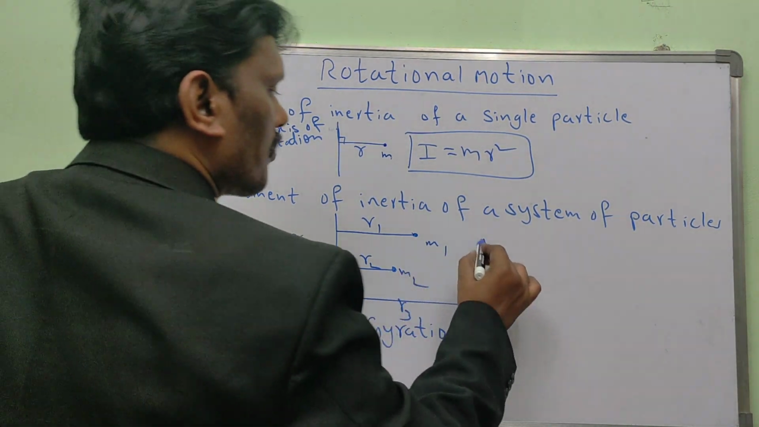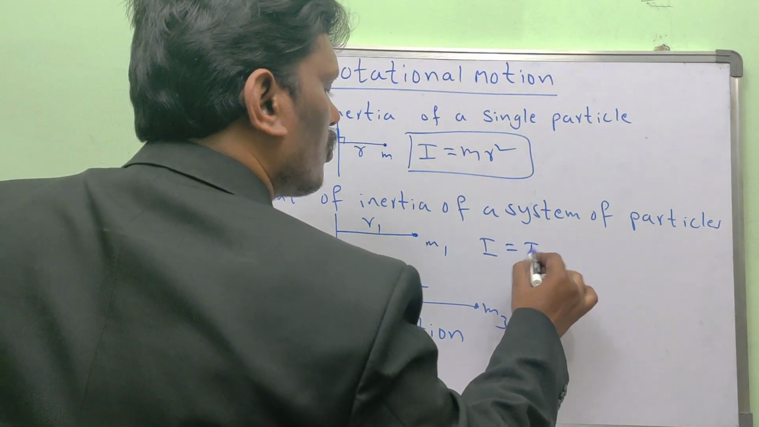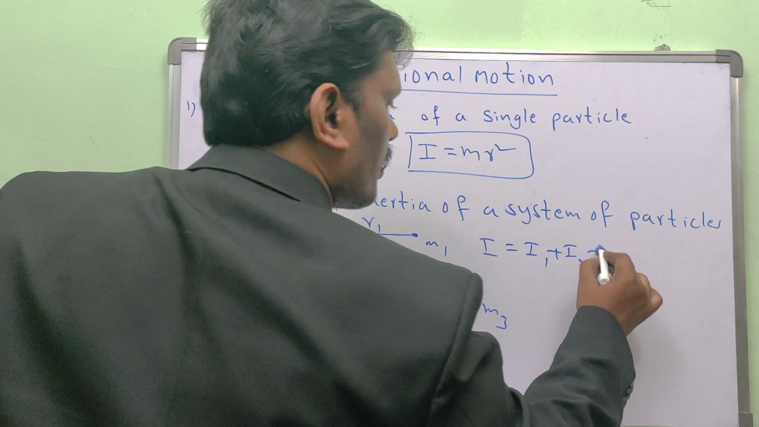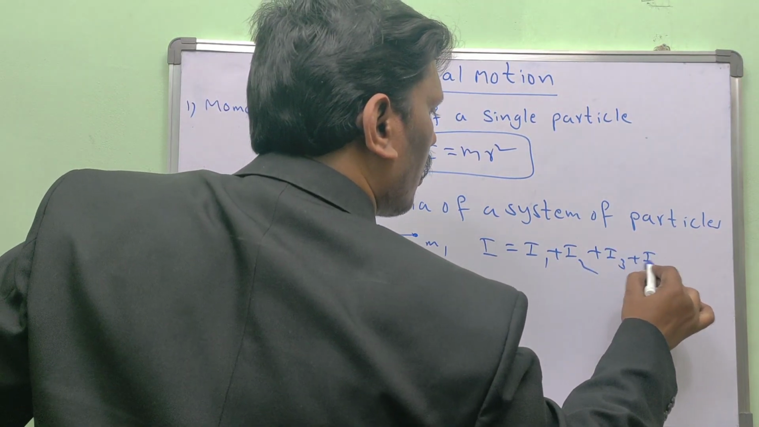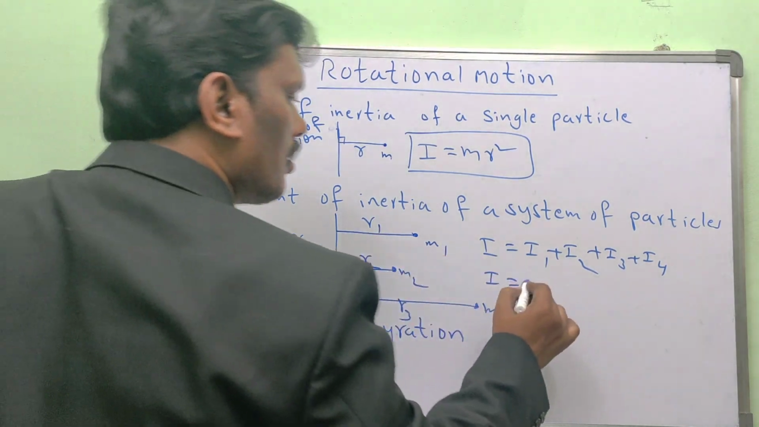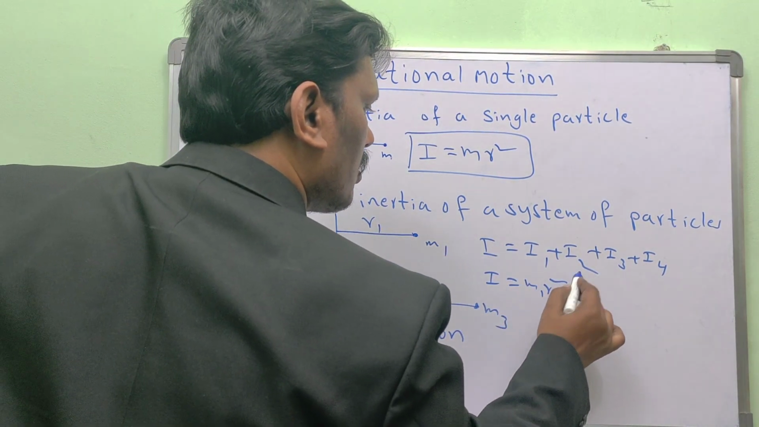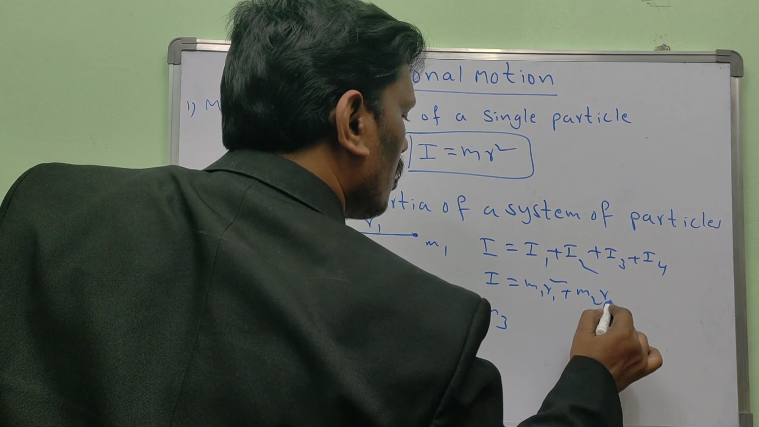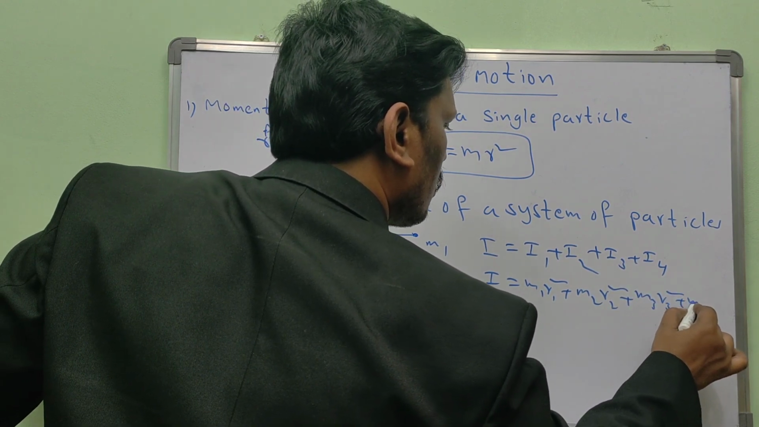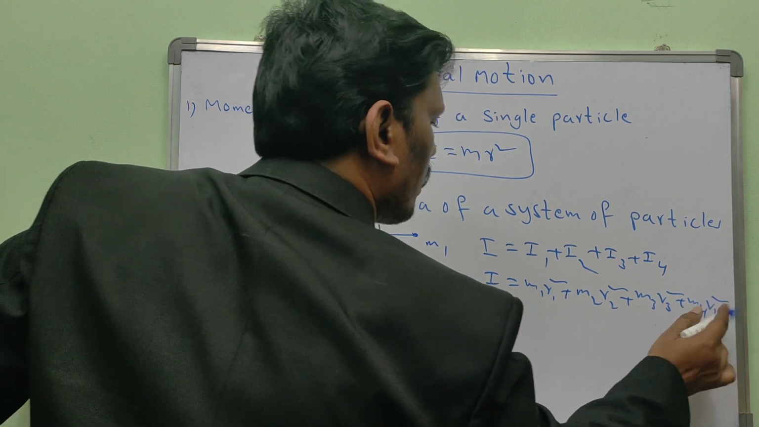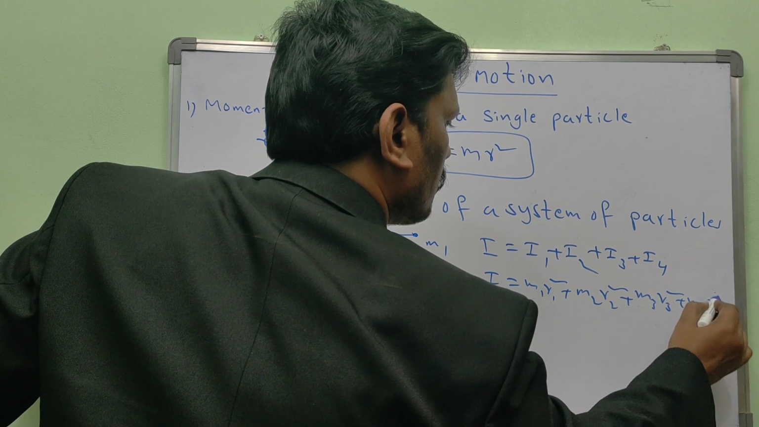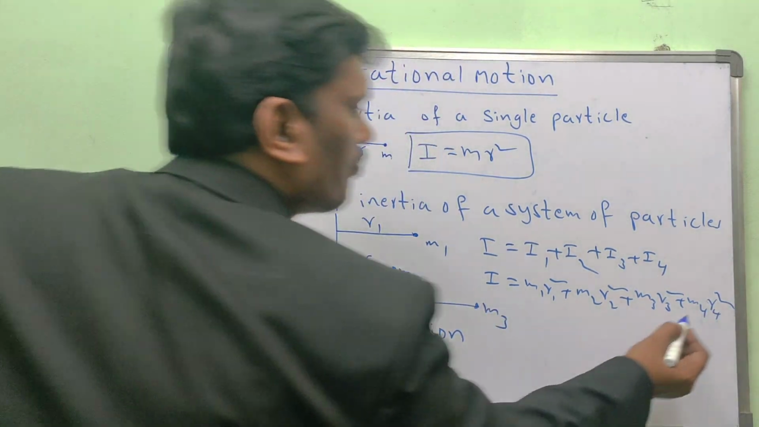Now, how to calculate moment of inertia? There are four particles. I need to add four particles' moment of inertia about the axis of rotation. I1 plus I2 plus I3 plus I4. I is equal to, what is the moment of inertia of the first particle? m1 r1 square. Second particle moment of inertia m2 r2 square. Third particle m3 r3 square. Fourth particle m4 r4 square. Like that we need to calculate moment of inertia of a system of particles.